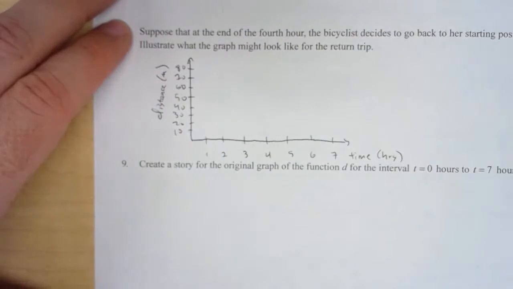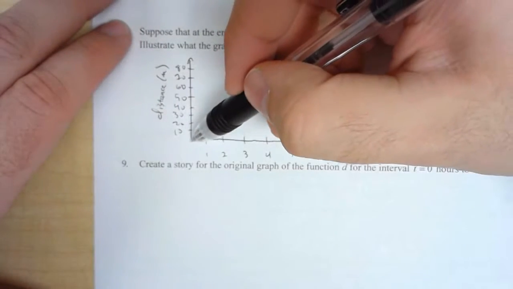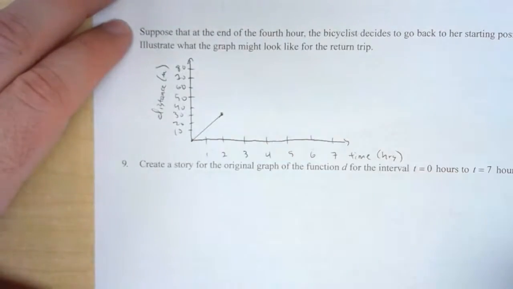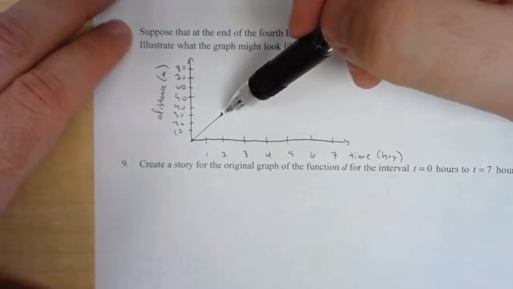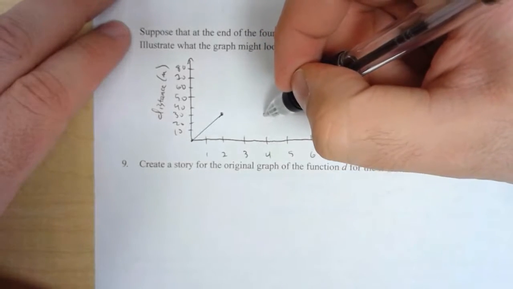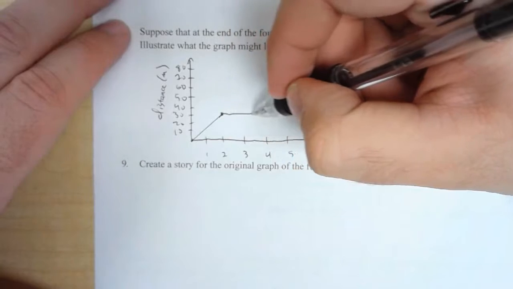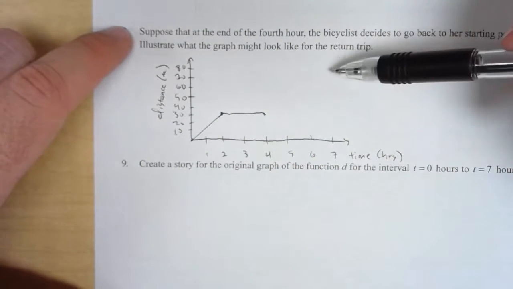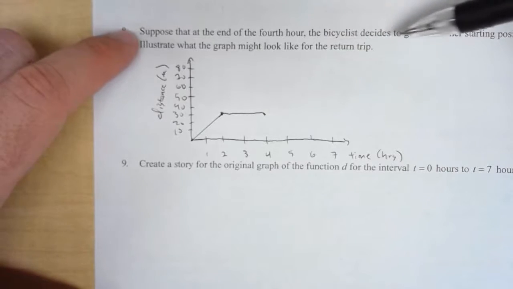I also know that my first line segment goes from 0, 0 to 2, 30, so I'm just going to put a point there and connect those to make a line segment. Then we're not moving for a little bit, from 2 to 4, staying at 30 miles, so I'm just trying to keep this as horizontal as possible. Then, instead of going up, the bicyclist decides to go back to her starting position.